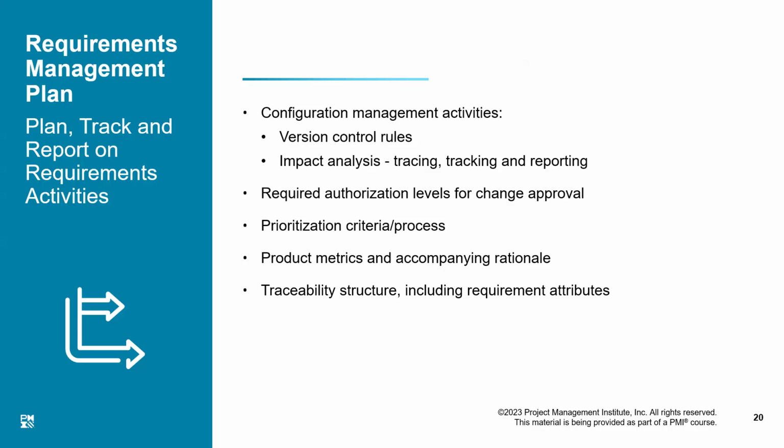Like initially when this document was created, it was a single interaction. But when there are more than one requirement, we have to seek authorization for each one of the change approvals. Prioritization could be done, product metrics and accompanying rationale should be set. Traceability structure, when can you trace how much we have done? Profile.